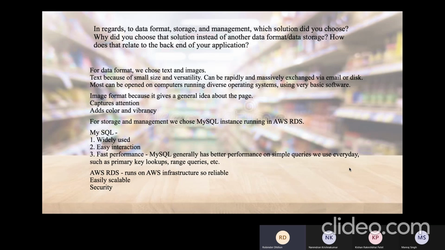So how does that relate to the backend of the application? For the backend, it was important because we need the processing to be faster, and the text is of small size, so it can be easily processed once it is required. And the image, as I explained earlier, gives a general idea and captures the attention, and we can convey the idea better.